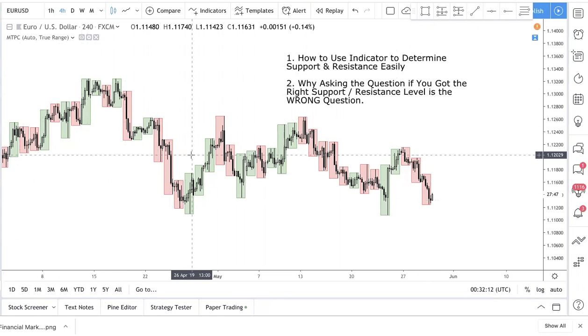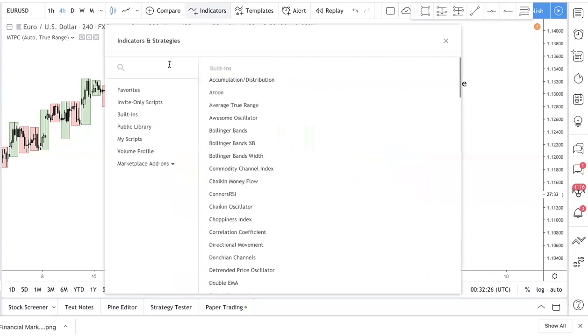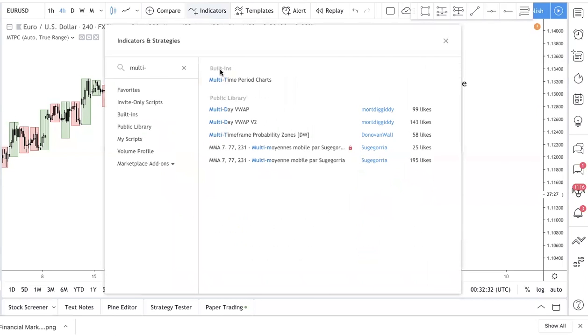So the first thing you want to do is head over to TradingView. If you're not familiar with TradingView, it's actually an excellent platform for you to use, and it's free. Then you want to add this indicator. Let me show you how to do this. Click on indicators, and you just type this. It's called multi-time period charts. This one over here. I'm not going to add it because I have already added it.